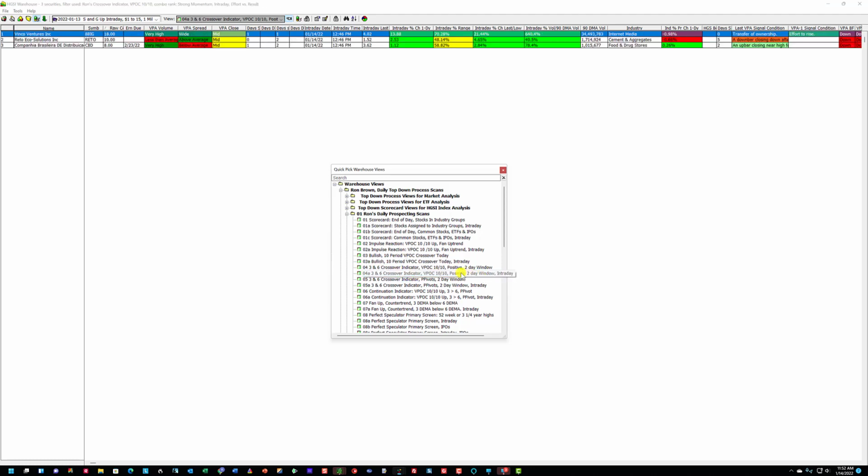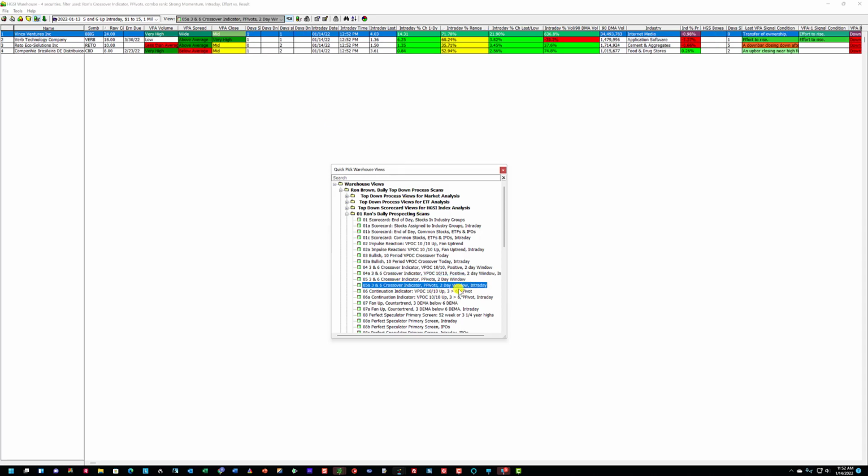This is 3 and 6 crossover. The VPOC is positive. There's a 2-day window. You can see that these columns correspond to this. Here's your VPOC, positive, and a 2-day window on the 3 crossing the 6. Okay, let's go down to the next one.